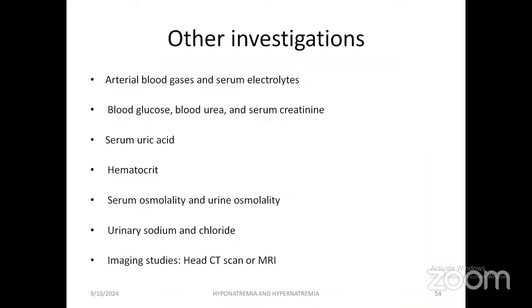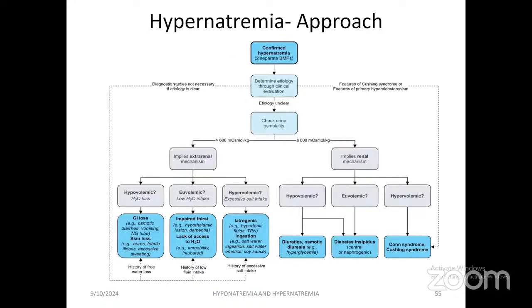Coming to other investigations, we'll have to send arterial blood gases, serum electrolytes, glucose, urea, creatinine, uric acid, hematocrit, serum osmolality, urine osmolality, and sometimes imaging like CT scan or MRI will be beneficial. Coming to the approach, once the diagnosis of hypernatremia is considered, we have to try to determine the etiology. If the etiology is clear, we will understand the reason for hypernatremia. But if the etiology is unclear, check urine osmolality.